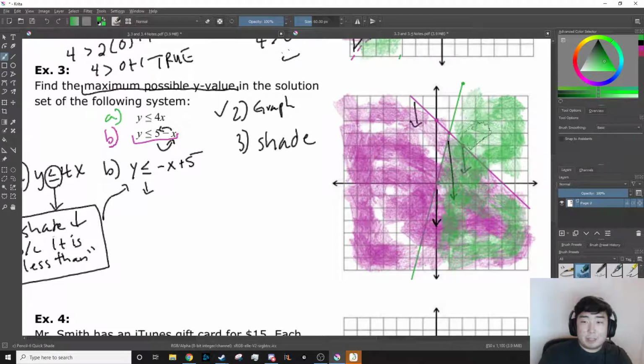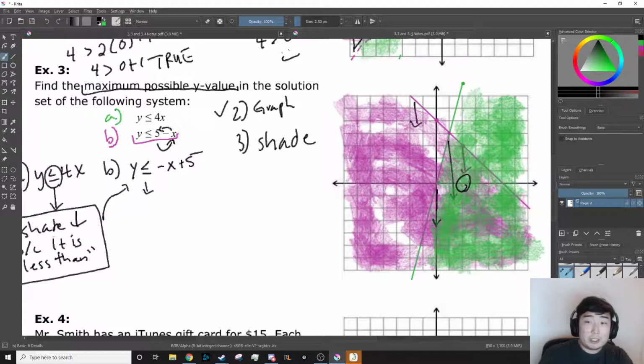So what is my possible highest y value in my graph? That is both solutions. Would that be here? Is this my tallest point where it's both green and purple? No, this is not true. My highest point is actually right here, and that's because both of these lines are solid. So I can use this point.